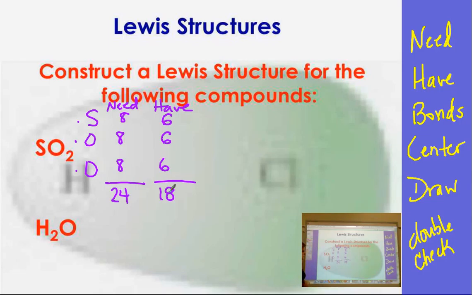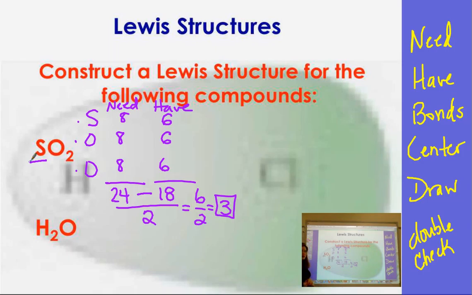Step 3. How many bonds does that give me? How did I figure that out? Need minus have, divided by 2. 24 minus 18 is 6, divided by 2. I get 3 bonds. 3 bonds total. Now, who goes in the center?